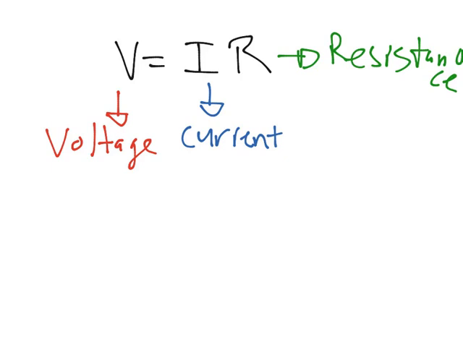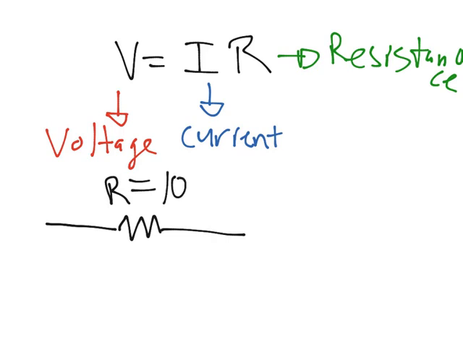So, let me draw a little diagram here. We have a resistor. Now, this is a very, very simple analogy. We're going to say that our resistance is equal to 100 ohms, and we have a voltage applied across this resistor, which equals 10 volts.